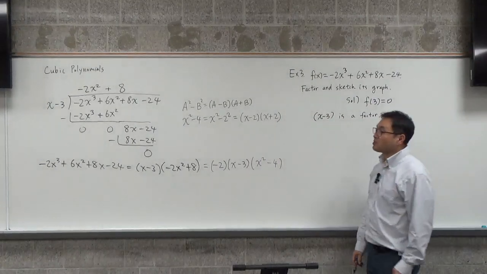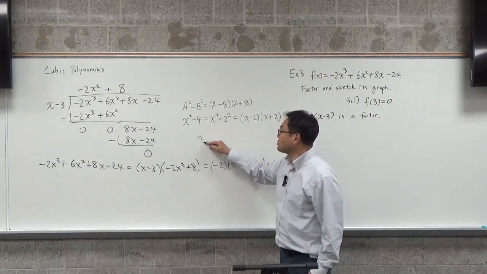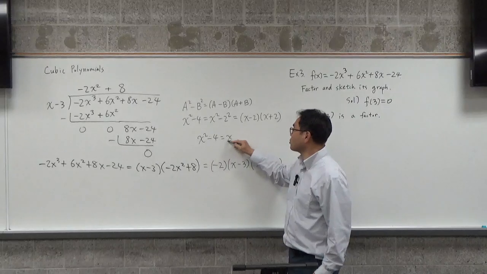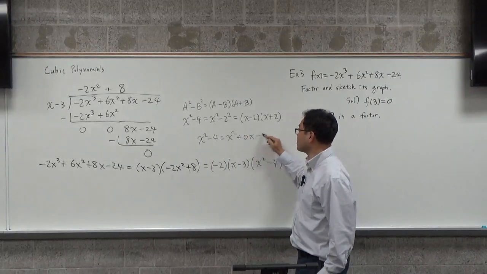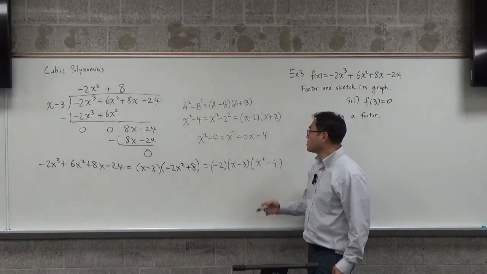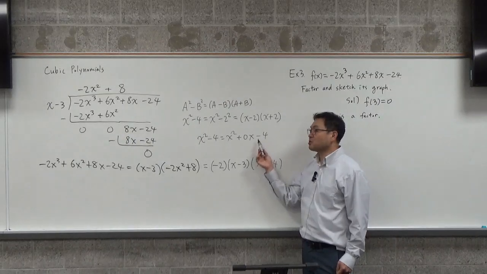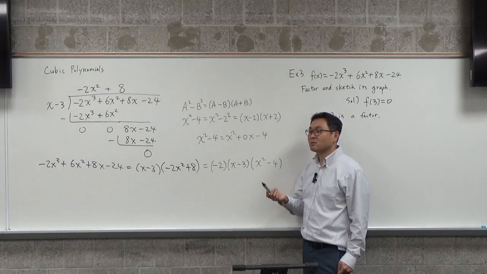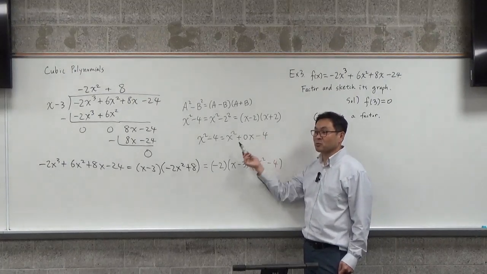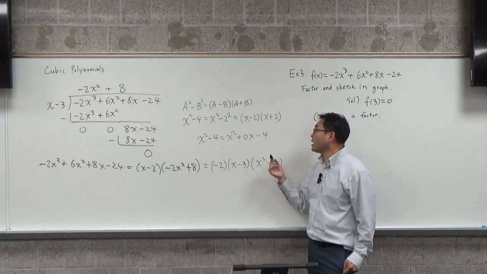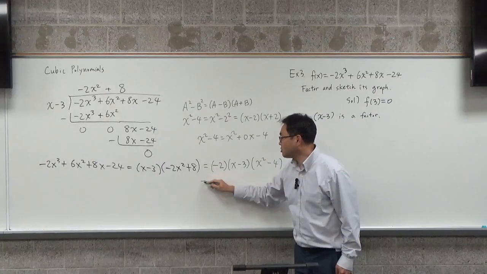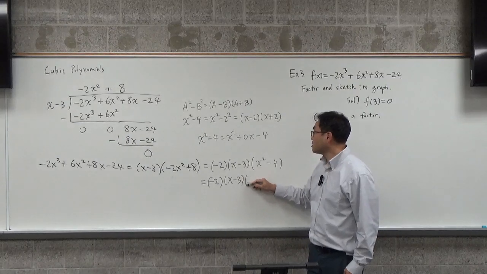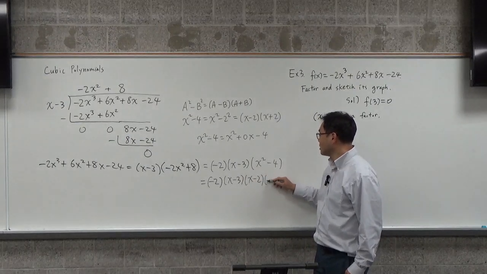Now, if you didn't understand this, there's yet another way to say it. X squared minus 4 is x squared plus 0x minus 4. Isn't that right? What are the two numbers that multiply to negative 4 and add up to 0? What's that? 2 and negative 2. So you get the same factor if you view it this way. Okay? So either way, we see that it should be negative 2 times x minus 3 times x minus 2, x plus 2.